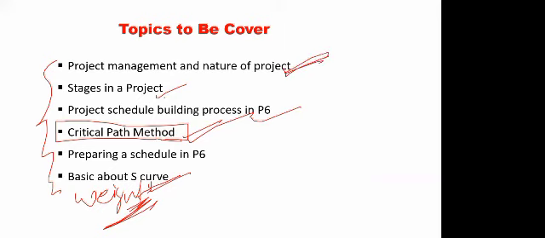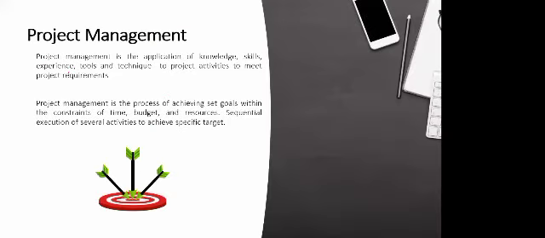What is project management and the nature of the project? As the definition says, project management is the application of knowledge, skills, experience, tools, and techniques to project activities to meet the project requirements. A very simple thing, right? Project management is the application of knowledge, right? Whatever knowledge you have.